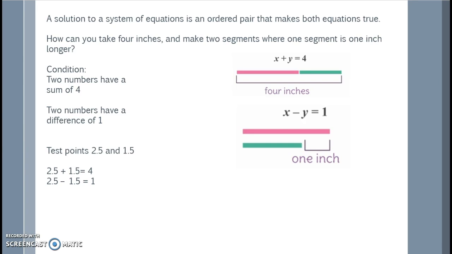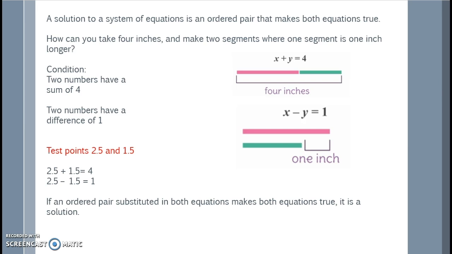So 2.5 plus 1.5 is 4, and when I subtract 2.5 minus 1.5, I get 1. So 2.5 and 1.5 are my solutions. So if an ordered pair substituted in both equations makes both equations true, it is a solution.